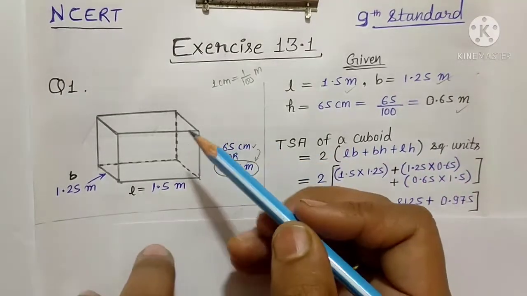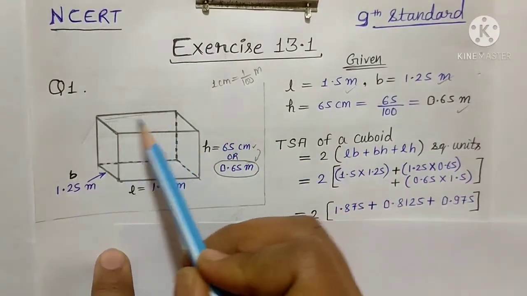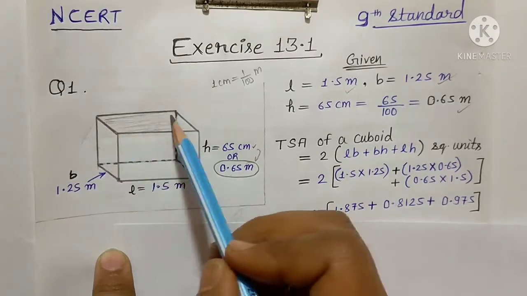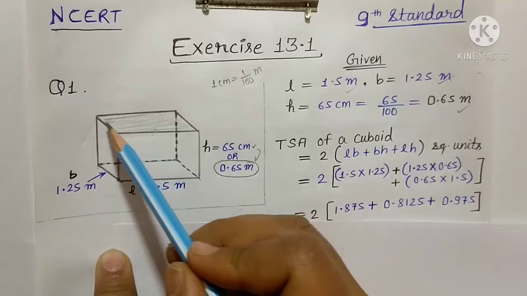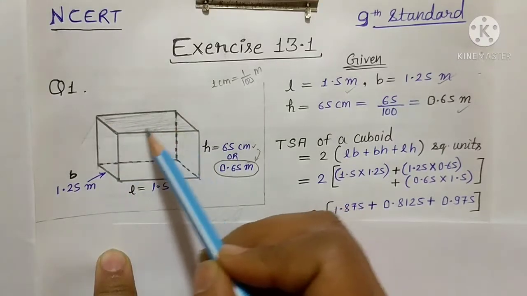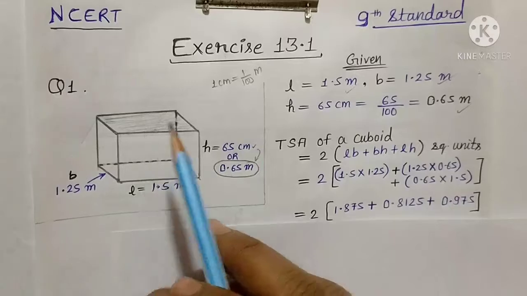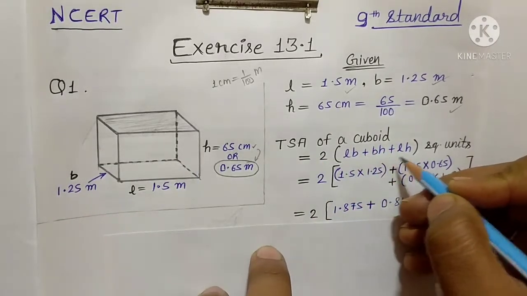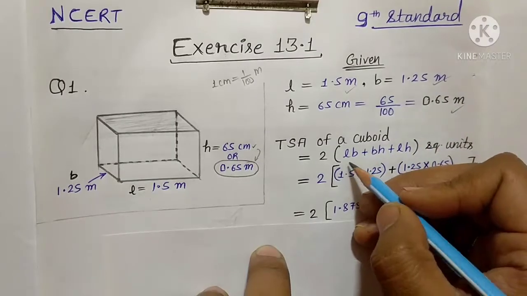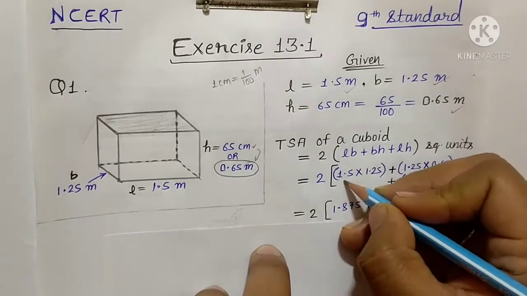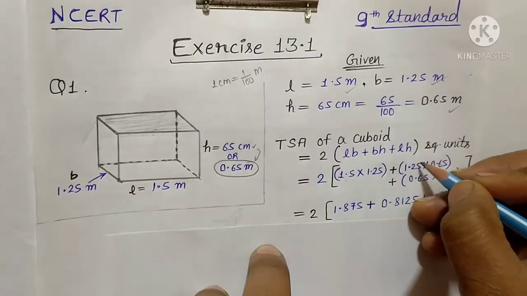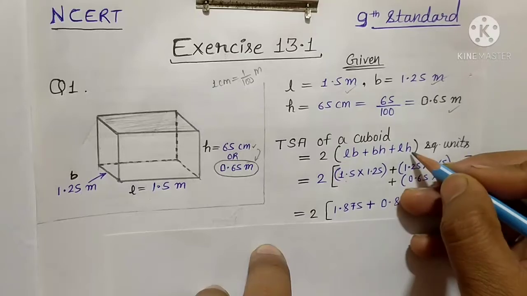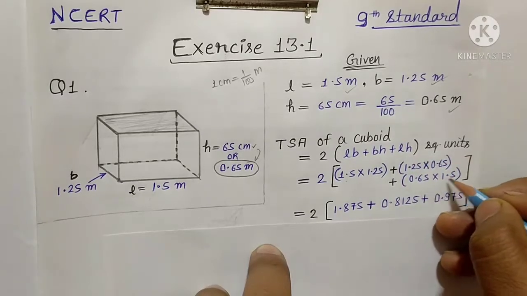But remember, they are saying that this plastic box is open from the top. It means this area we don't need to include. So first we'll find out the TSA, and then we'll subtract the area of the top from the TSA of this cuboid. So the TSA of a cuboid formula is 2 times LB plus BH plus LH. Okay, LB stands for length into breadth. So length 1.5, breadth 1.25, plus B into H, 1.25 into 0.65, and at last length into height, or you can say height into length, 0.65 into 1.5.